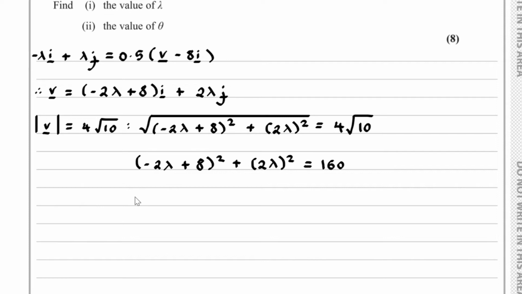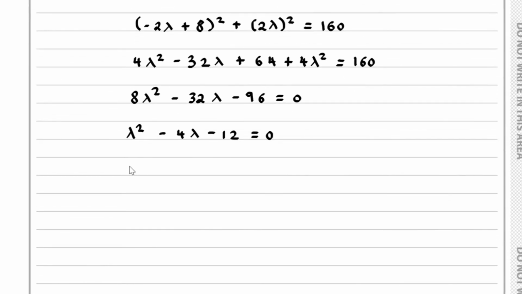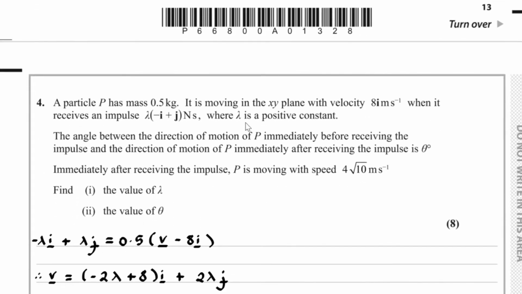Expanding the brackets, we have 4 lambda squared minus 32 lambda plus 64 plus 4 lambda squared equals 160. 8 lambda squared minus 32 lambda minus 96 equals 0, and dividing through by 8, lambda squared minus 4 lambda minus 12 equals 0. So we've got lambda minus 6, lots of lambda plus 2 equals 0. So lambda is either equal to 6 or minus 2. And so therefore, lambda is equal to 6 only, because lambda is a positive constant.